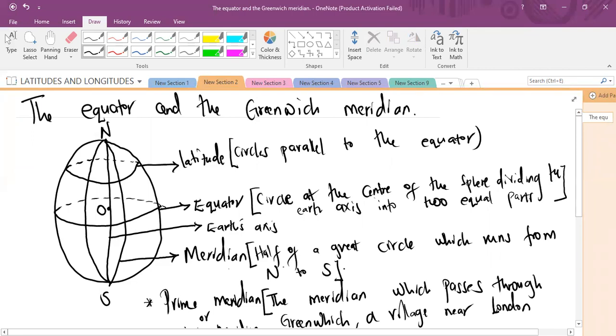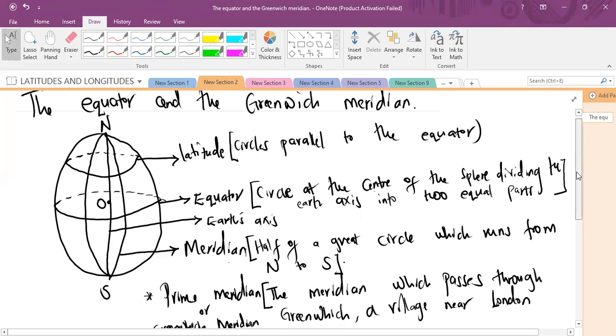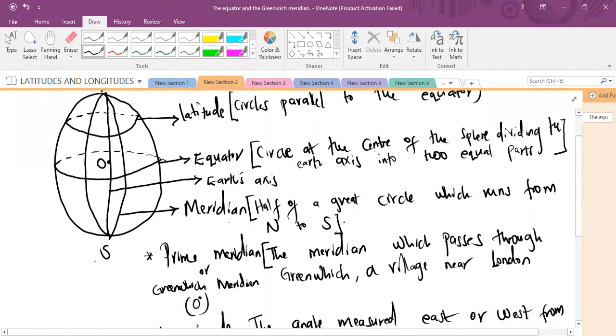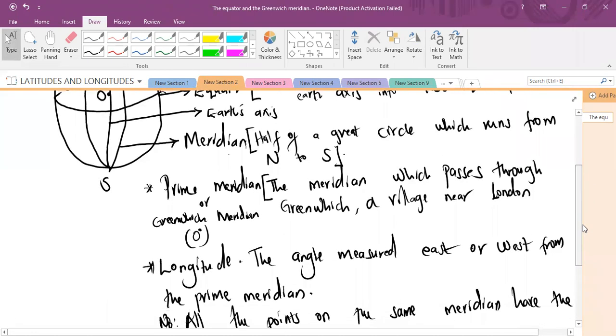Then the meridian is basically half of a great circle which runs from N to S. Okay, so it's also part of a great circle, but it runs from N to S. And we specifically have the prime meridian, also called the Greenwich meridian. This is a meridian which passes through a village in London, which is called Greenwich, okay? And it's at 0 degrees. So that's the prime meridian.